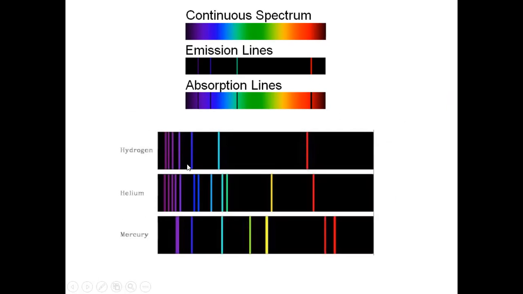So for hydrogen, this is the color spectrum. If you see this emission spectrum, then we can recognize hydrogen. Then helium has its unique spectrum, and mercury, not the planet Mercury, the element mercury, this is the spectrum. So each element has its own spectrum. By analyzing the spectrums, we can study these elements.